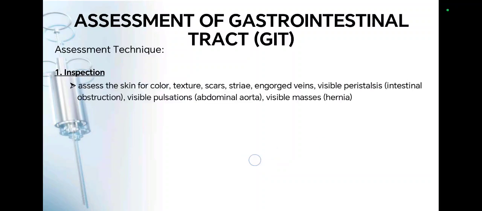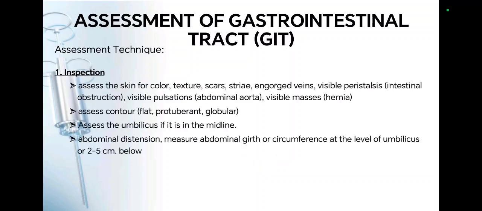Again, for the assessment technique, first is inspection. What are the things that you need to inspect? Assess the skin and the abdomen for color, texture, scars, and striae or stretch marks. We have your engorged veins and visible peristalsis. If there is visible peristalsis, it may suggest intestinal obstruction. Visible pulsations may suggest the abdominal aorta, and visible masses may suggest a hernia.